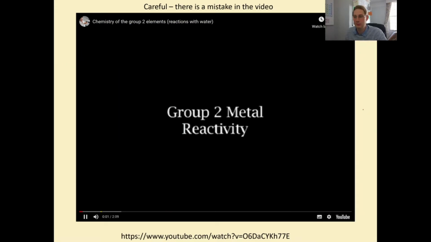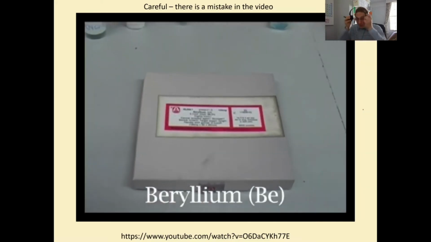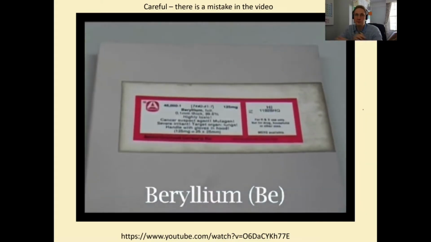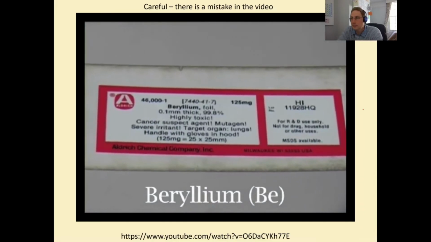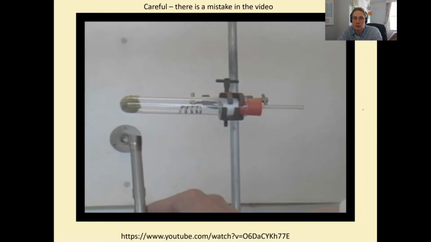In this video, we will move down group 2 of the periodic table, looking at reactivity. The first metal in group 2 is beryllium, which is highly toxic and unreactive to either water or steam. The next metal down is magnesium. Magnesium reacts very slowly with cold water, but does react with steam, which we can see here.